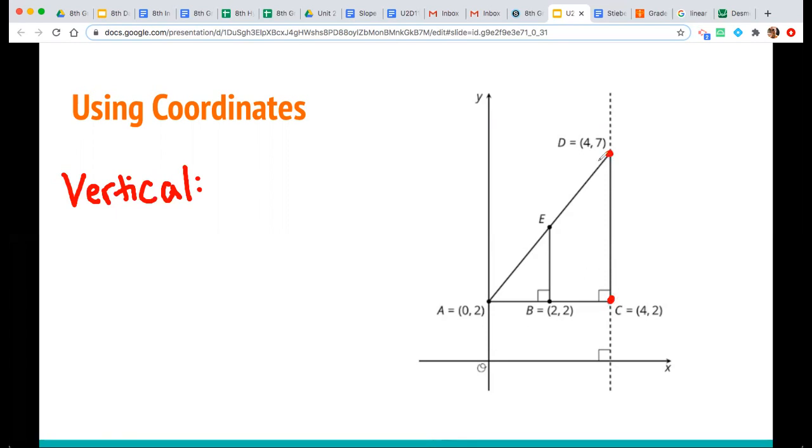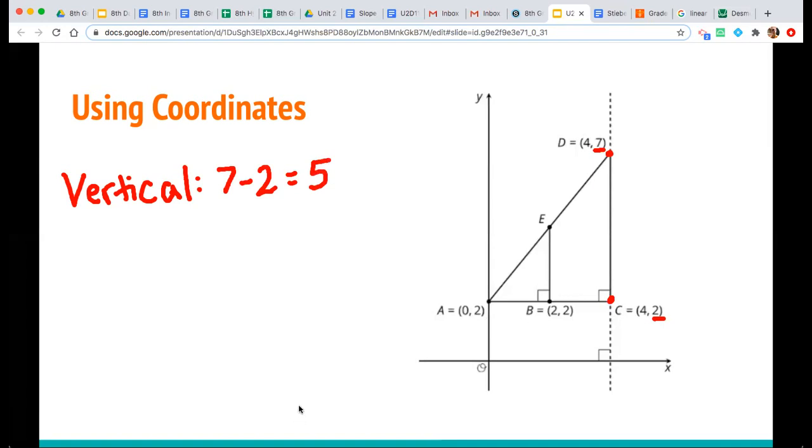I can't count along a grid, but I can look at the coordinates that I have. So remember that y coordinates are telling us the vertical position. So I can see my y coordinates are 7 and 2. So I know that the vertical distance between these 2 points that makes up this triangle is the distance from 2 to 7. So I'm going to just subtract. I'm going to do 7 minus 2. And I can see that the vertical distance is 5.